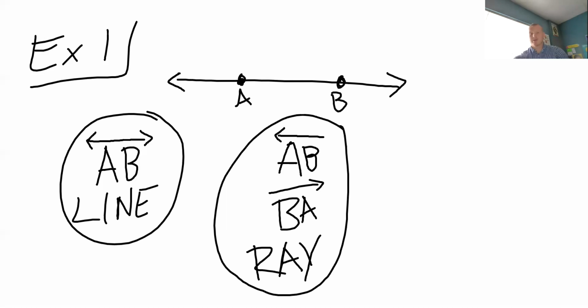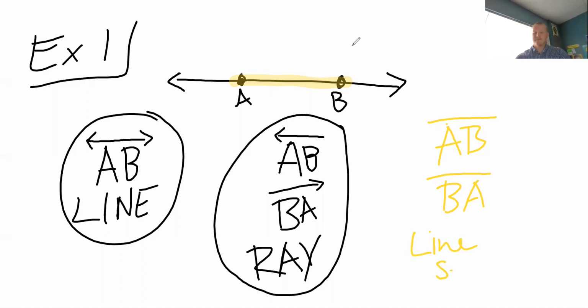Okay, and then the last one we have is just a line segment. For the segment part, I'm going to get my highlighter. The segment is just talking about from A to B, so from point to point. So we have A, B with a line over the top of it. Or you could say B, A with a line on top of it because you were just talking about the segment. You don't need an arrow for a line segment. So line segment AB or BA. Circle around it.